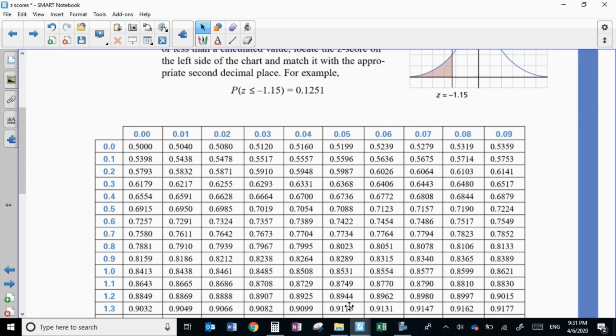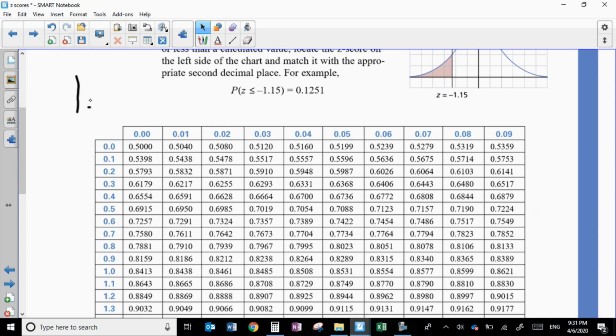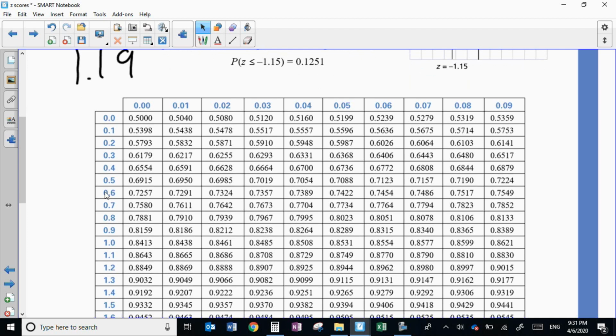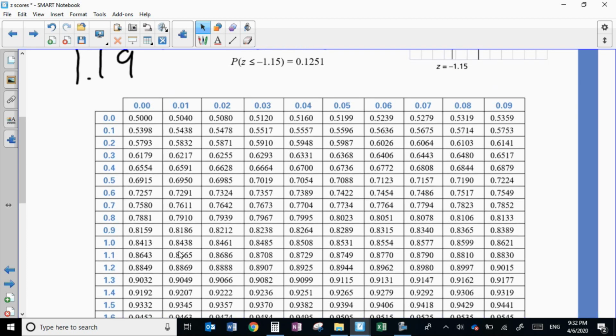So how do we use this? Well, McGuire's Z-score was 1.19. So what we do is we look through the table, and we start with the numbers across the side here. So 1.1, we can see that. Now, each of these entries would refer to 1.10, 1.11, 1.12. Now, McGuire's 1.19, so we want to go all the way to the end right here, and we can see McGuire is 0.8830.